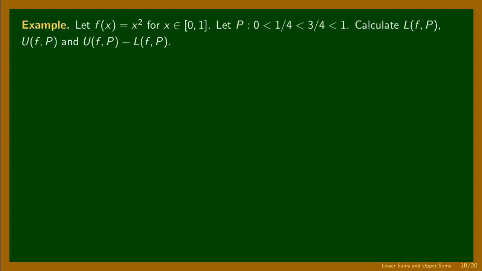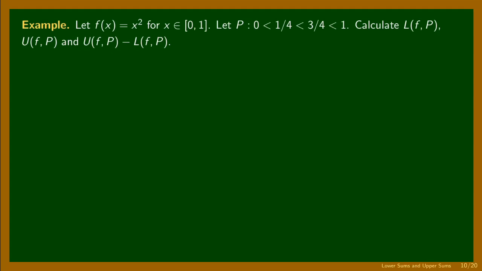So, let us have some example. So, let f of x be x squared. So, ito yung usual na quadratic function. But, we will restrict the domain from 0 to 1. Let us consider the partition P with points 0, 1/4, 3/4, and 1. Now, I want you to calculate the lower Riemann sum, the upper Riemann sum, and the difference between the two sums, the upper and the lower sums.